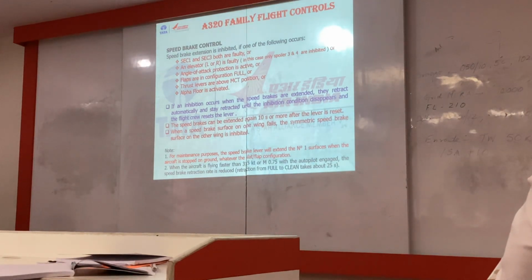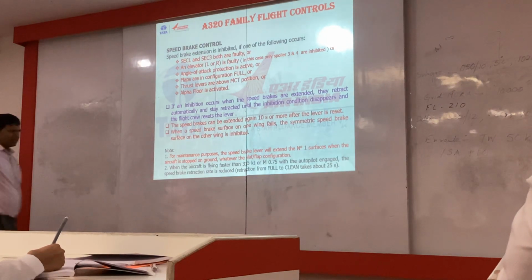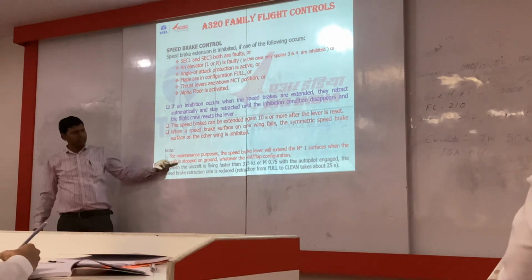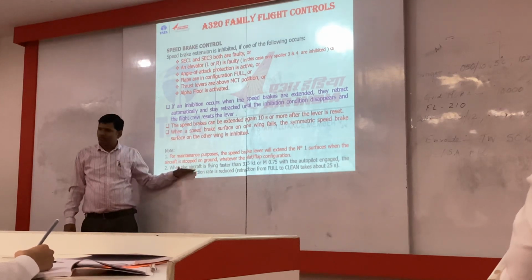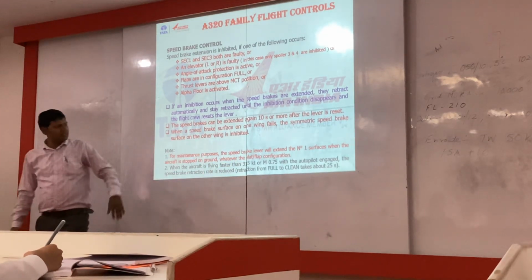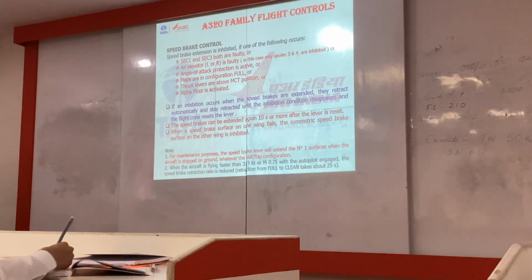If you see the rest of the things, but number 1 is not connected with anyone. Ground spoiler number 1 is not connected. So how do you check whether it is active or working or not? There is a provision for the maintenance crew only. For maintenance purpose, the speed brake lever will extend the number 1 surfaces when the aircraft is stopped on ground. Whatever the slat and flap configuration, it is for engineering use. During their maintenance work, they will cross check whether it is working or not. Just to cross check, they will check the flap and lever position.